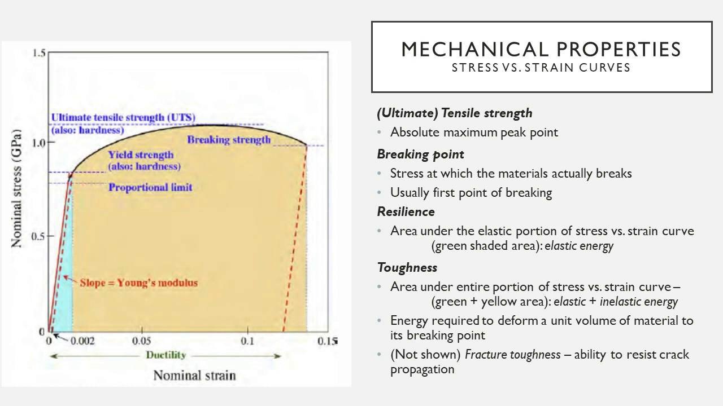Toughness is, again, a very layman's description, the ability to withstand any sort of pressure and not break. And I think that's very applicable to this graph as well. It's the area underneath the entire portion of a stress versus strain curve. So in this case, green plus yellow. So it's the elastic plus inelastic energy.